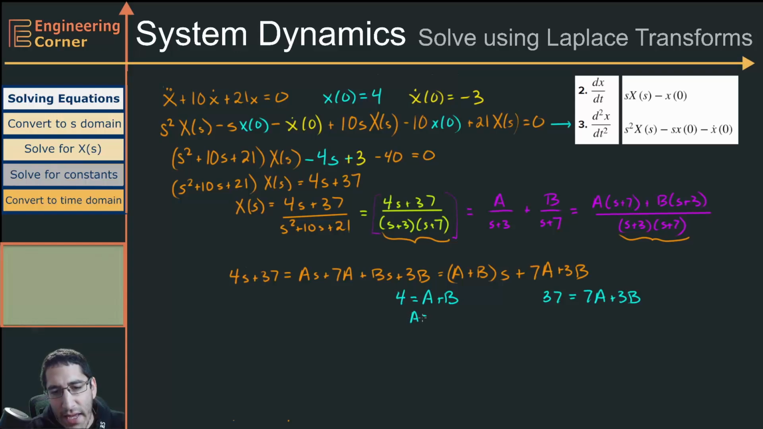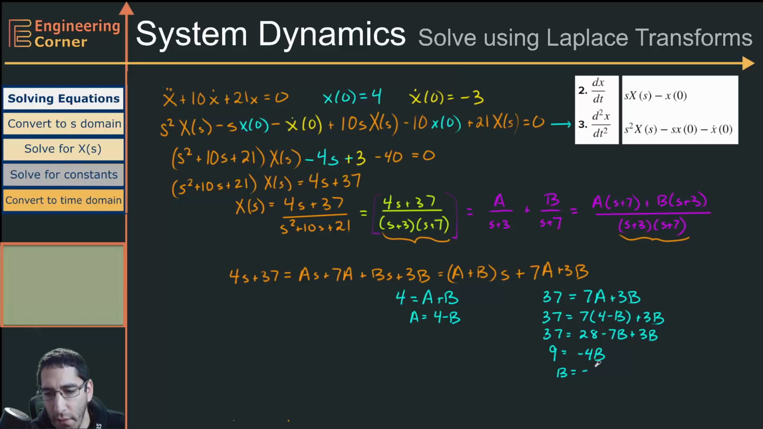So I can say a is equal to 4 minus b. I can substitute that into the second equation. So I have 37 is equal to 7 times (4 minus b) plus 3b. So 37 is equal to 28 minus 7b plus 3b. I get 9 is equal to minus 4b, and b is going to be equal to minus 9 over 4.